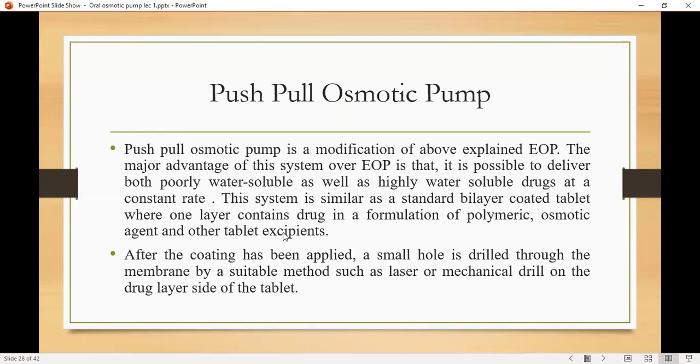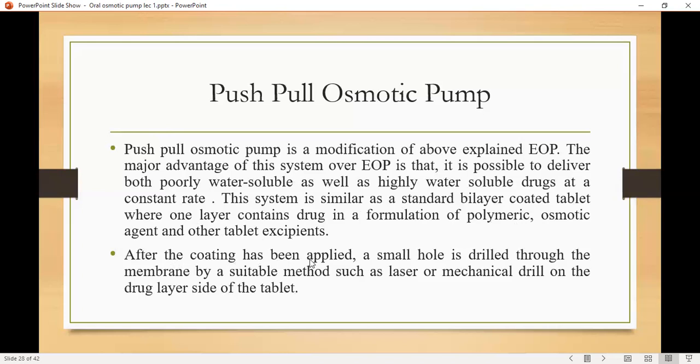So the push-pull osmotic pump acts like a bilayer tablet. By bilayer tablet, we mean that we formulate a tablet which contains two layers. In the case of the push-pull osmotic pump, this system is similar to a standard bilayer coated tablet where one layer contains the drug in a formulation of polymeric matrix or polymer which is used in osmotic pump systems, and the osmotic agent, and the other layer of the tablet contains excipient. So it is a type of bilayer tablet.